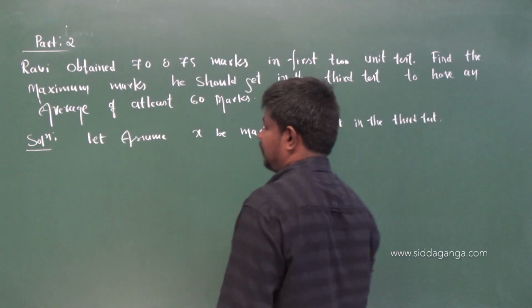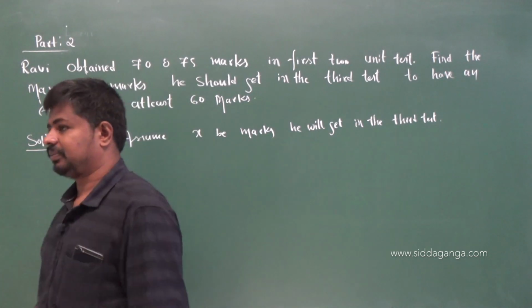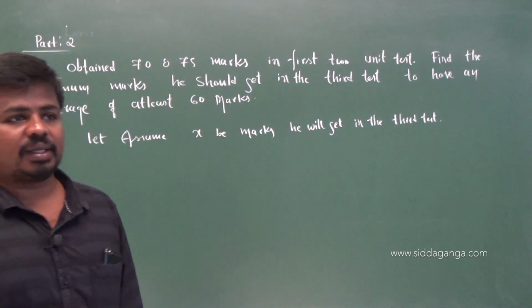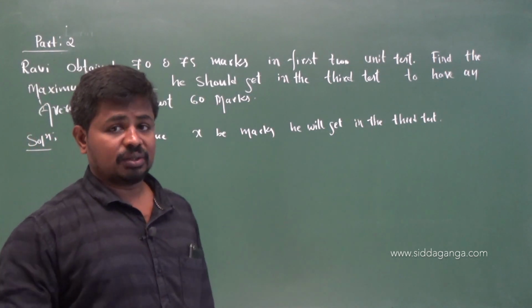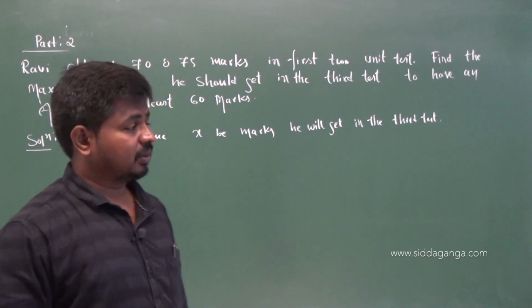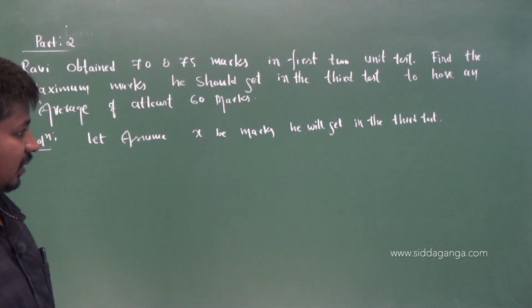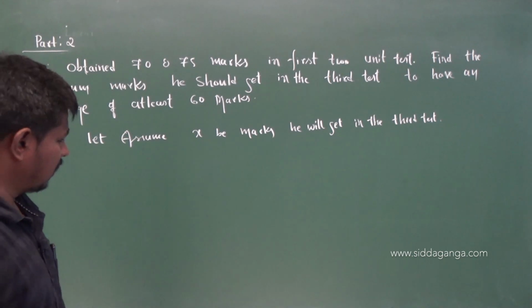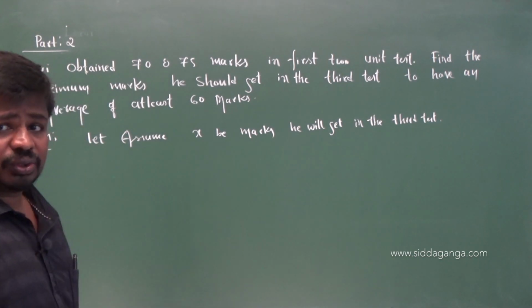So the average mark should be 60 from all the 3 tests. Already has got marks in the first 2 tests, right? And what should be the marks in the third test? So how to find average? Actually, sum of 3 scores divided by 3, right?